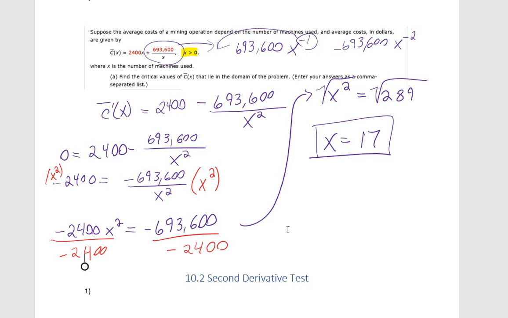Alright, I was going to smash 10.2 into this video as well, which is going to be the second derivative test, but I'll save it for another video.